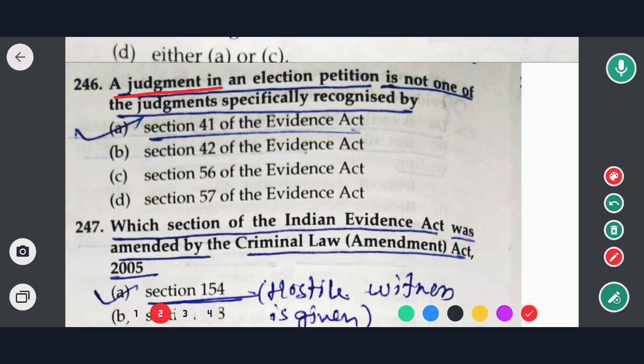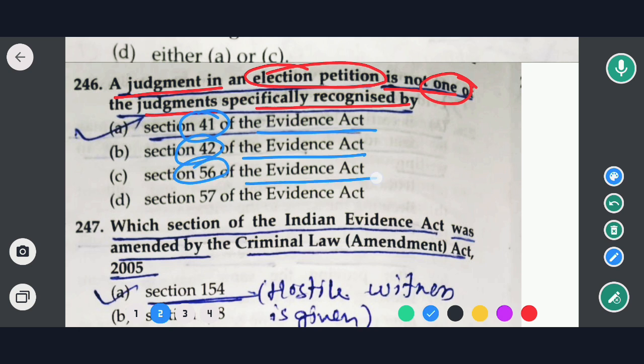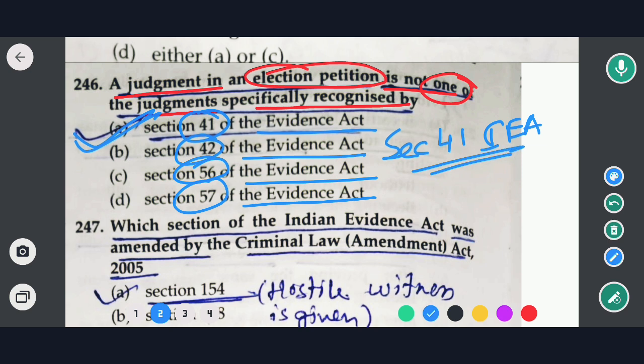A judgment in the election petition is not one of the judgments specifically recognized by which of the following sections? Options are Section 41 of the Evidence Act, Section 42 of the Evidence Act, Section 56 of the Evidence Act, Section 57 of the Evidence Act. So the correct option would be option A, that is Section 41 of the Indian Evidence Act. Now moving to the next question.